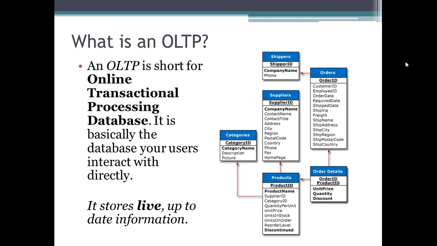An OLTP is basically short for your online transactional processing database. It is the database your users interact with directly. This is the first level of the database that interacts directly with your web application. It stores live, up-to-date information. So if you were thinking in terms of insert, update, and delete operations, the majority of them will occur on this database. This is the database that has the most rapidly changing information in it.